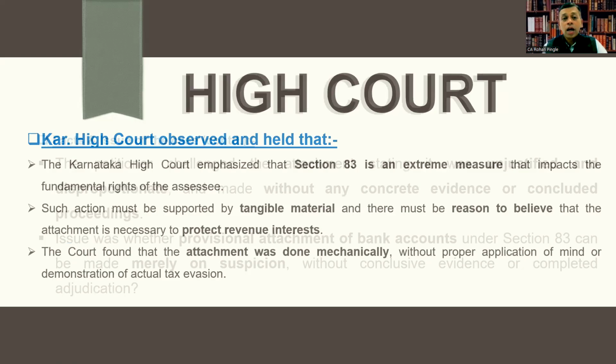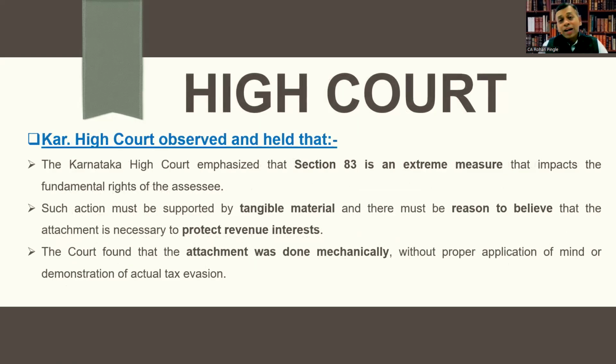Let's see what the Karnataka High Court observed and held. The Karnataka High Court emphasized that Section 83 is an extreme measure that impacts the fundamental rights of the assessee. Such action must be supported by tangible material, and there must be a reason to believe that the attachment is necessary to protect revenue interest.